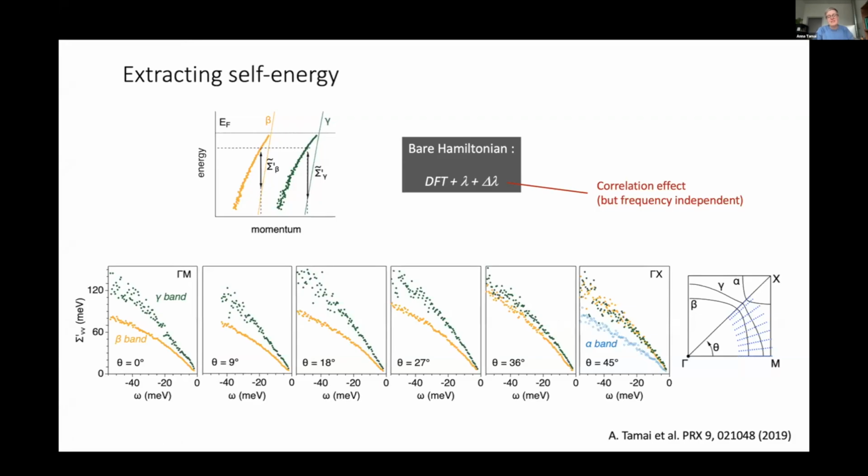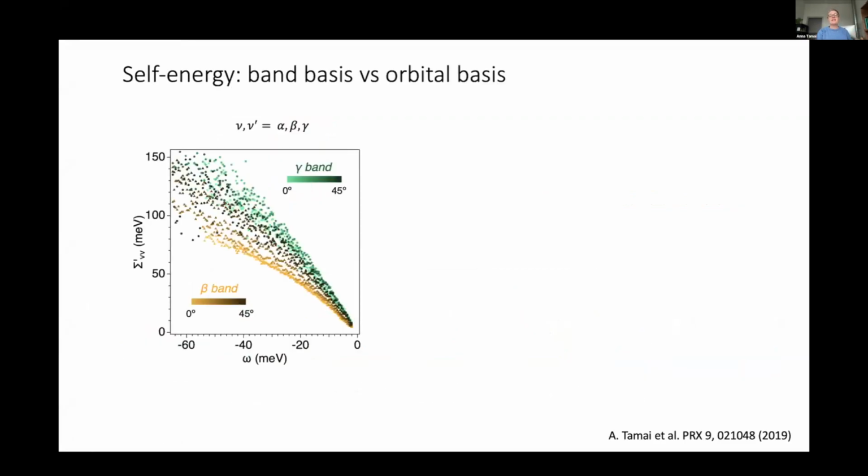Now you should wonder what is the origin of this strong angular or momentum dependence, and whether this is an indication of non-local interactions. Indeed, when we put all this data together, we were quite puzzled, because now I'm overplotting all the self-energies from the beta and the gamma band extracted along different directions, and you end up with a very complicated plot. Depending on which direction you look, you get a different real part of the self-energy, indicating that there would be an angular or momentum dependence.